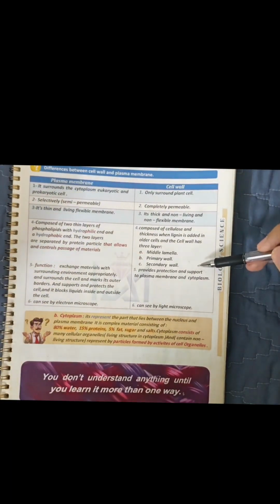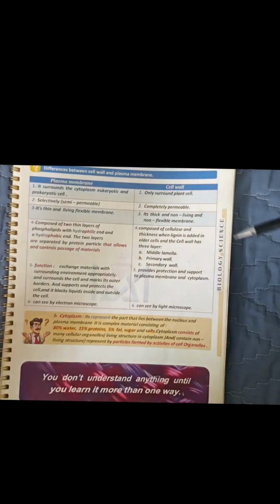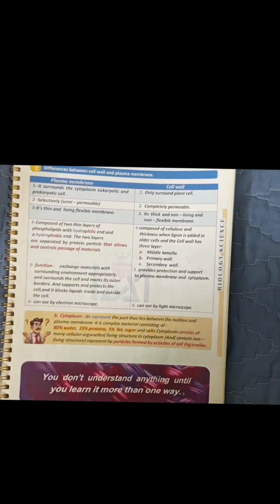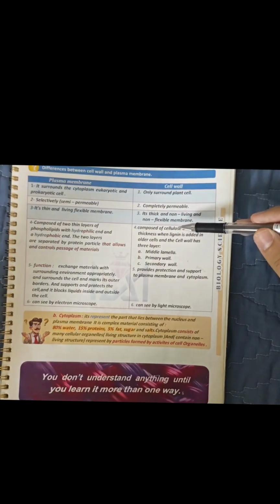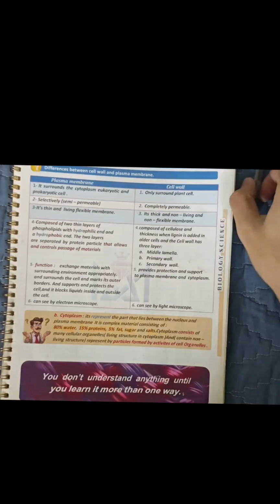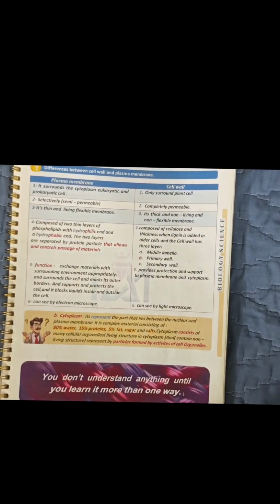Now, as we said before, these are the chemical parts of it, if I remember correctly. Composed of two thin layers, this is the structure, sorry. Composed of two thin layers of phospholipids with hydrophilic end and hydrophobic end. These two layers are separated by protein particle that allows and controls passage of materials. Right there, we just said this. As I was saying, function. Exchange materials, ESS. Same thing as I said before. Exchange, surround, support. For the function of cell wall, it provides protection and support to plasma membrane and cytoplasm.